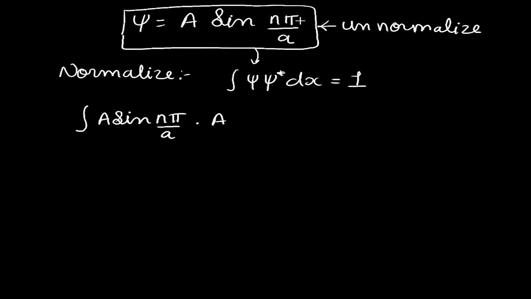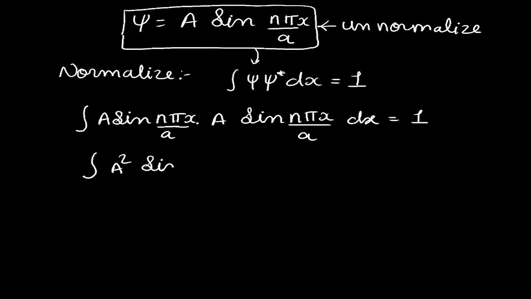So I have just forgotten x over here. So we will have n pi x by a, and similarly we have sine n pi x by a into dx, and that will be equal to 1. So this will be a square integral of sine square n pi x by a into dx, and that is equal to 1.